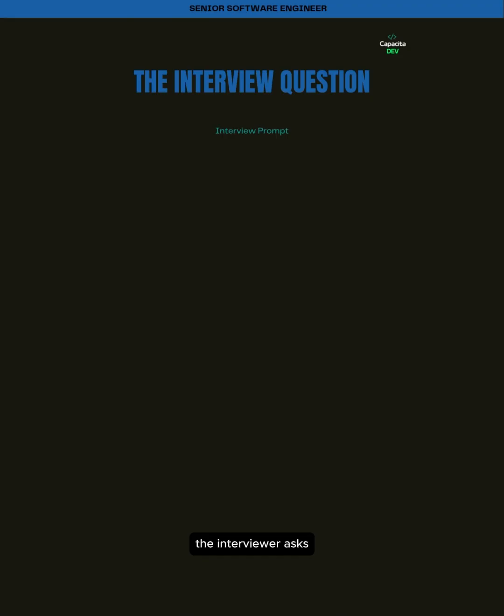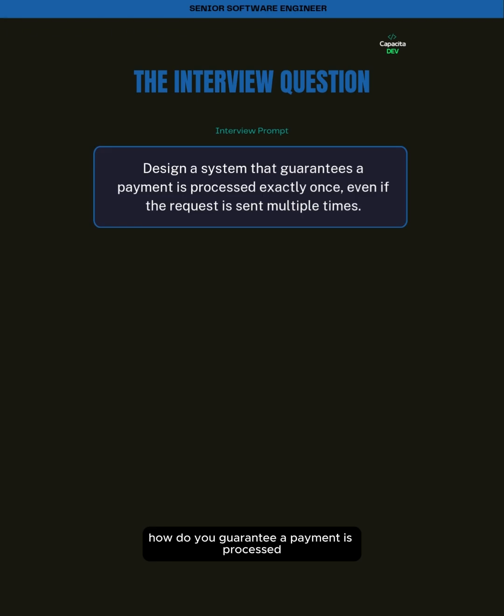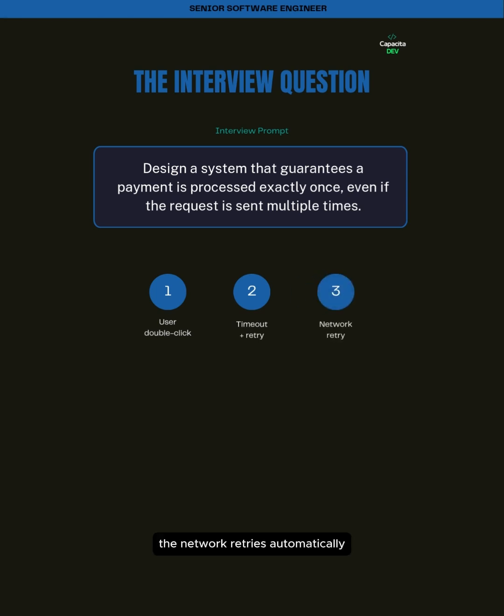The interviewer asks, how do you guarantee a payment is processed exactly once, even if the request is sent multiple times? This can happen in 3 ways. A user double-clicks. A service retries after a timeout. The network retries automatically. Your system needs to handle all 3.